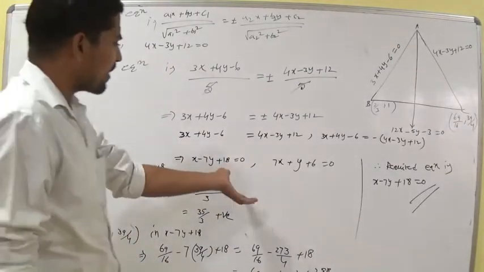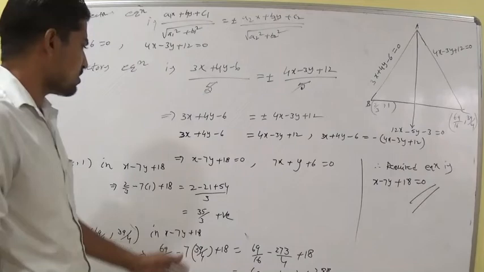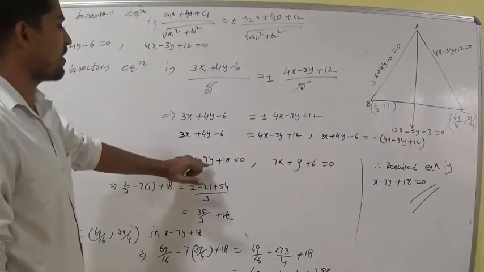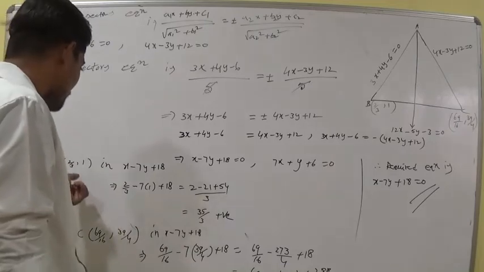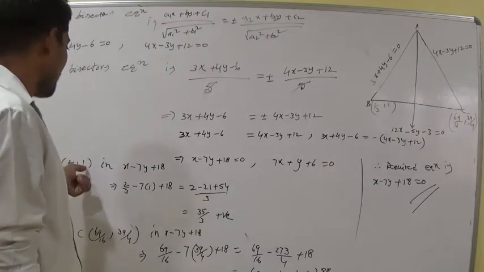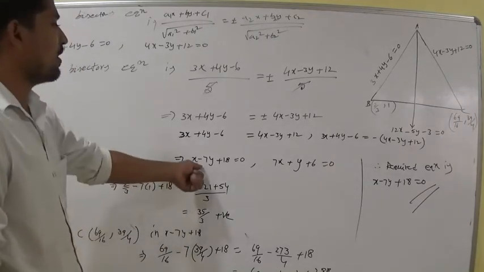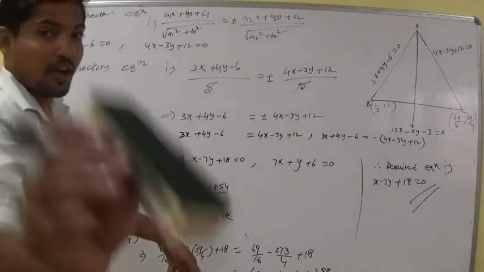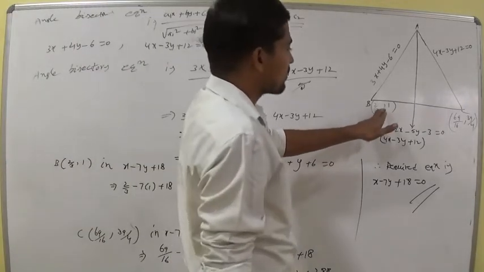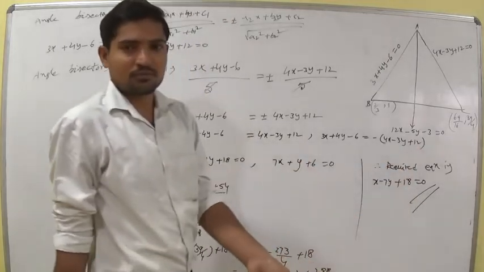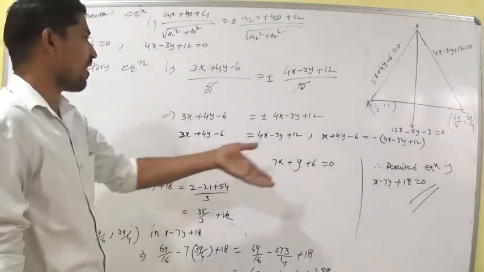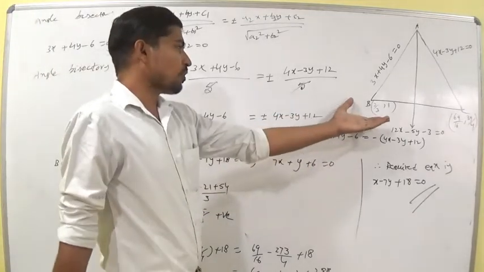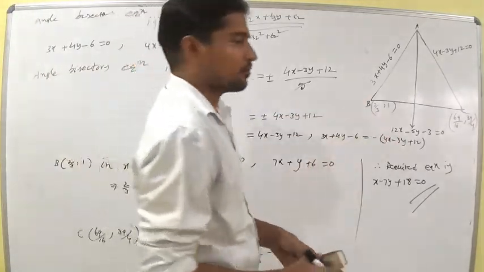Otherwise we can decide directly here, no need to substitute the values, but depend on x minus 7y plus 18 is equal to 0. No need to substitute B vertex and C vertex. Already here minus is presented. Why? Because I got here both are positives. If I substituted the values, then I can get one is positive and one is negative.